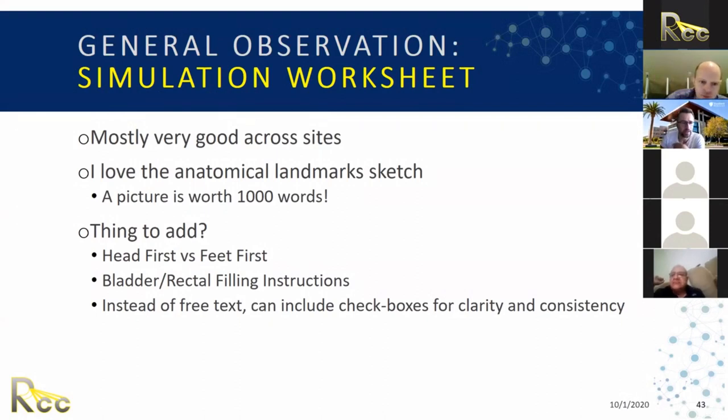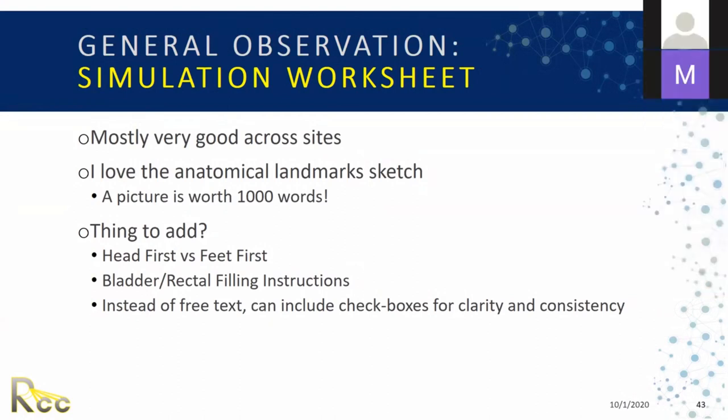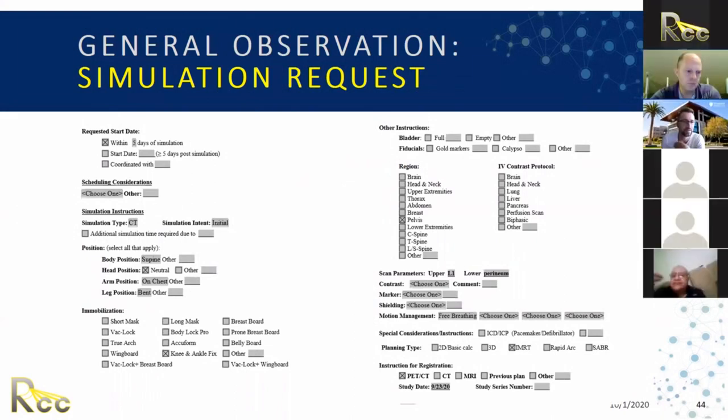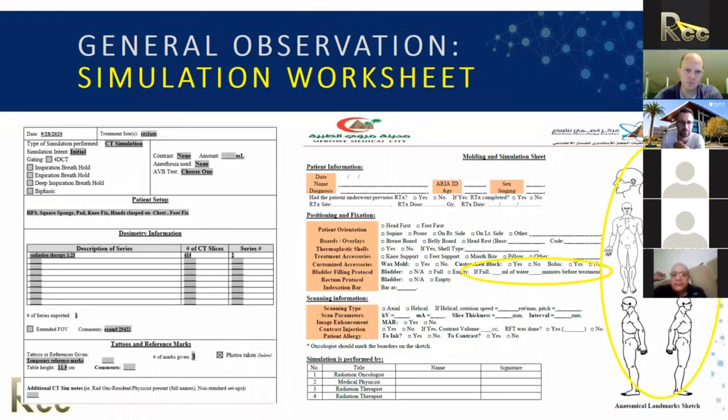And I don't love the free text for setup information. I really like how Justus and a few of the other sites have a lot of checkboxes for what kind of immobilization we're doing. So if you go to the next slide, I'll show you what mine looks like. Unfortunately, this is our order form, so the physicians can ask for very specific things, sort of like Justus's. But if you go to the next one, this is what our therapists annotate after they're done.